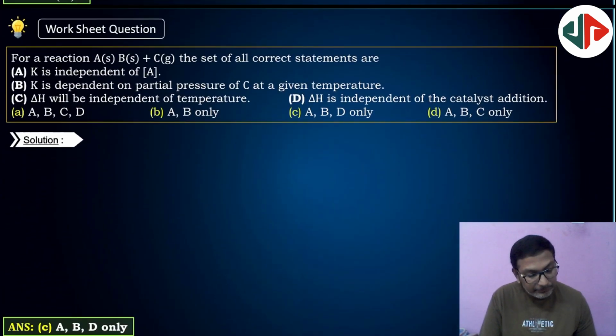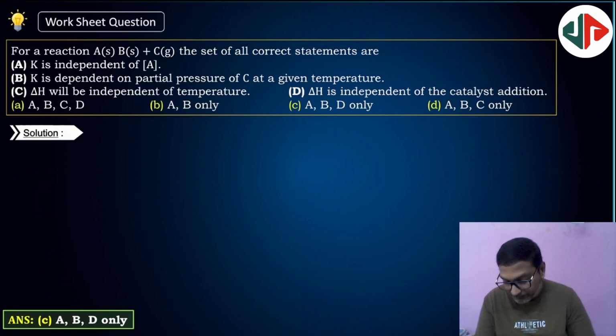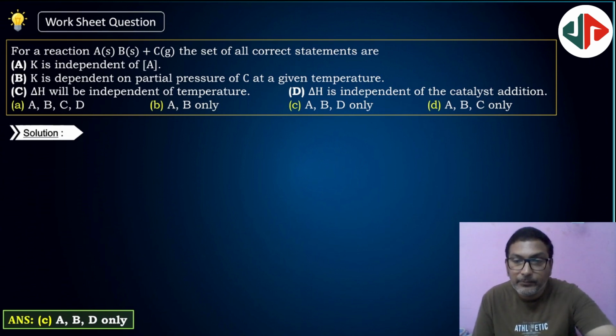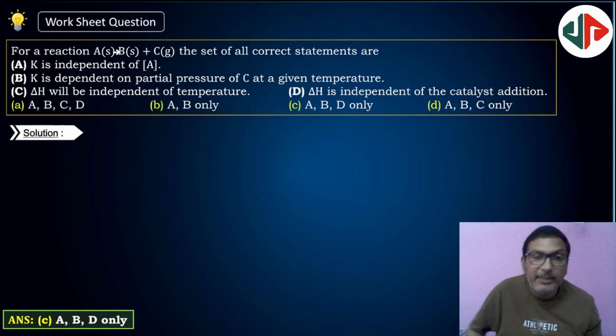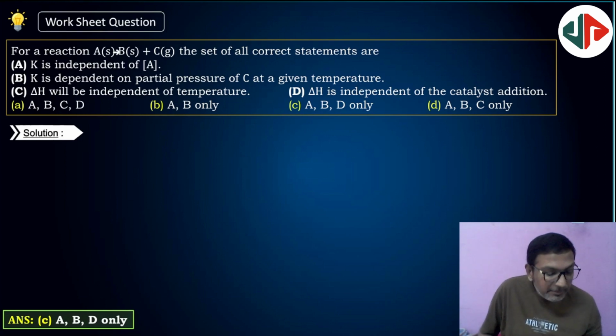Next question. For a reaction, it should be A solid, B solid, C gas. Find all correct statements. One second. Check the given equation: A solid gives B solid plus C gas. The set of all correct statements is what we should find. So K is independent of initial concentration, which is correct.